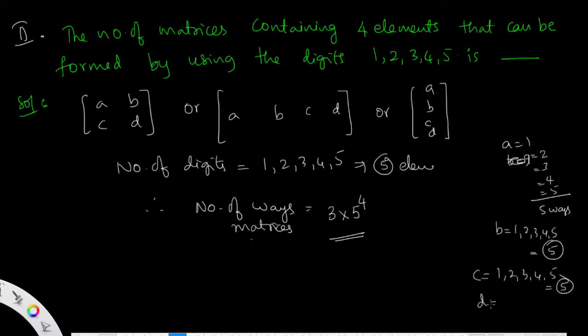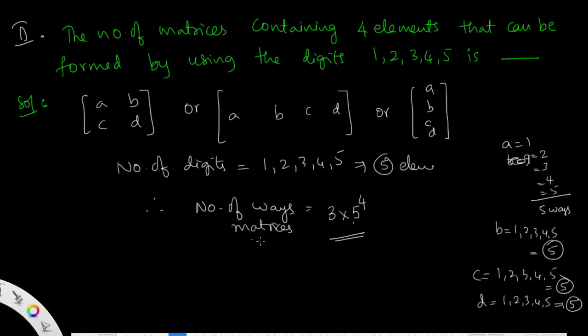And for the element of D also we can apply any number. So it can be adjusted in 5 ways. Totally 5 to the power of 4 ways. We are selecting either A, B, C, D. Each digit element should be formed by using the digits in 5 ways.